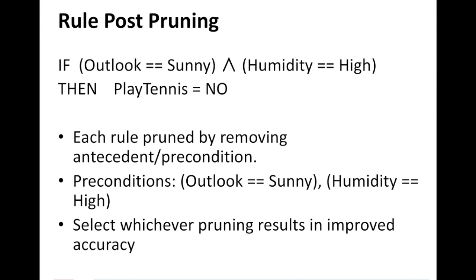Okay, how do we do this? Let's consider the leftmost path in our sample data set that we built. If outlook is equal to sunny and humidity is equal to high, then play tennis is no. So this is our leftmost path, right? We've been reading it like this, right? That's how you read it.